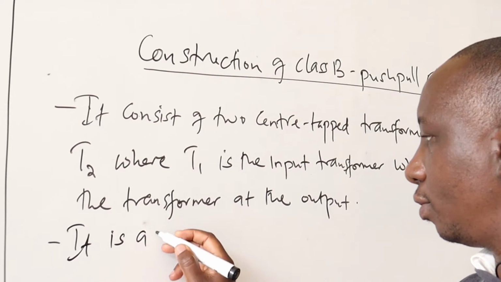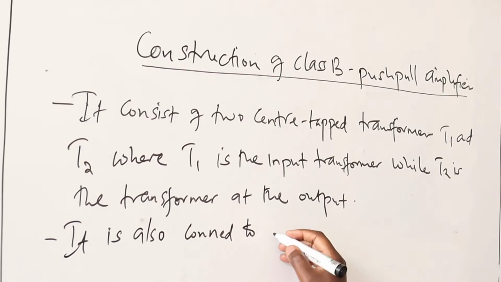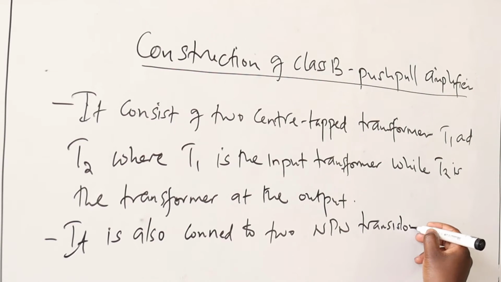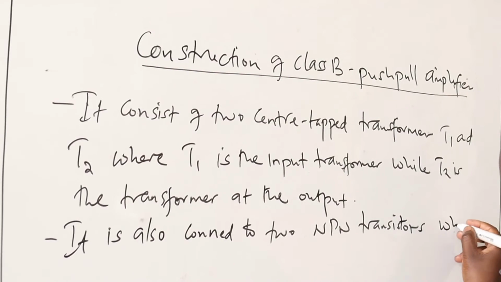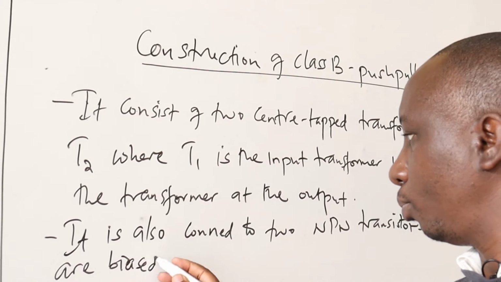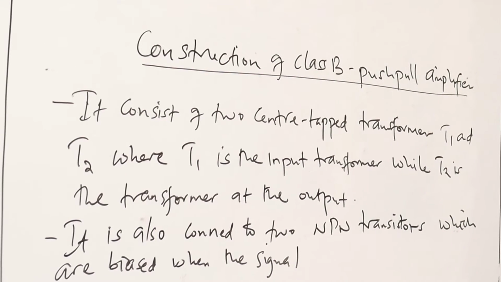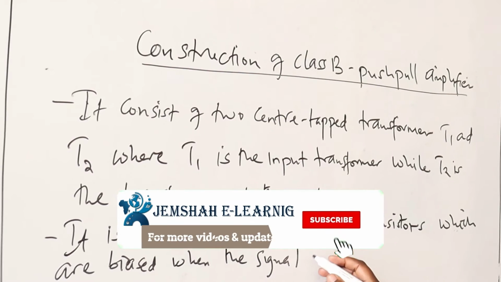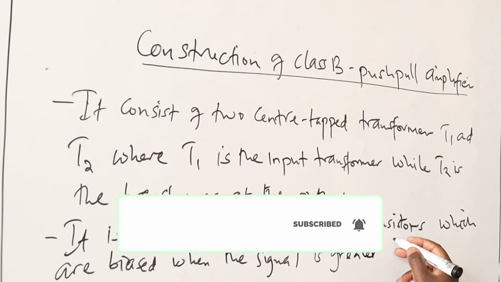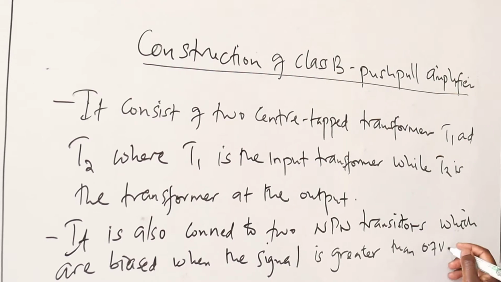It is also connected to two NPN transistors, which are biased when the signal is greater than 0.7 volts.